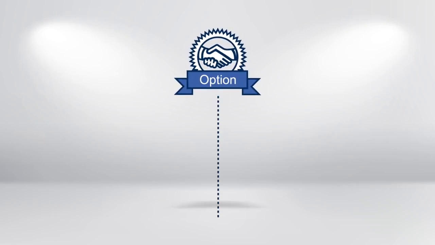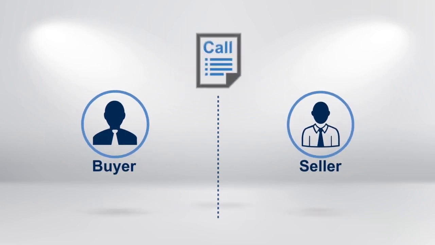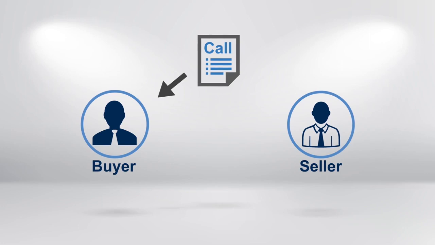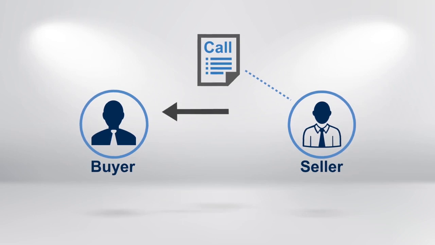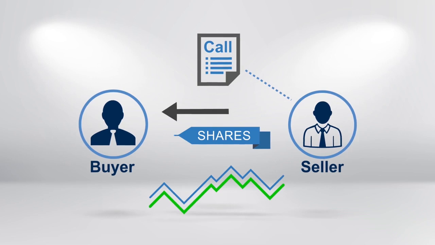In Module 1, we indicated that an option contract has two sides, a buyer and a seller. If you buy a call option, you would pay money to the seller of that contract. By taking the money from you, the seller of the contract agrees to sell you shares of the underlying stock at a predetermined price during a specific time.